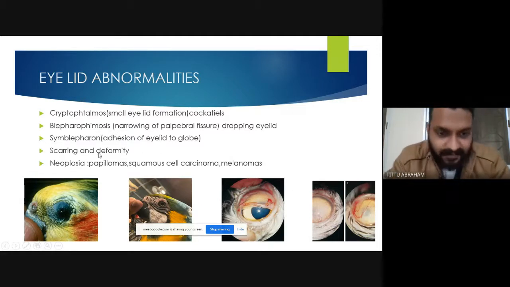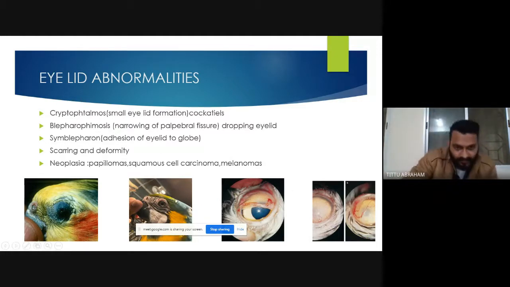Next is scarring deformity. In this blue and gold macaw, we can see scarring above the eyelid because it was rubbing in its cage. Then neoplasia. There are many types, such as papillomas, squamous cell carcinoma, and melanomas. Mostly melanomas will be dark in color.